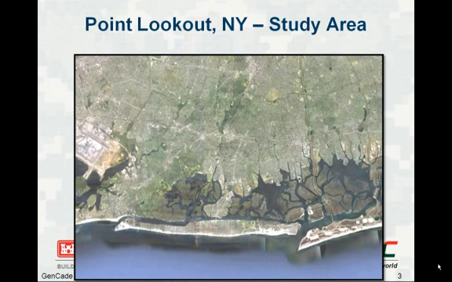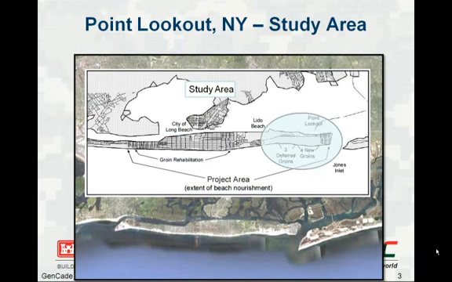So the first case I'm going to look at is Point Lookout in New York. And you can see the study area here. This is Point Lookout, this is Jones Inlet, and we have a couple groins in this region here. We want to see how different alternatives would affect the shoreline in the area over 50 years.